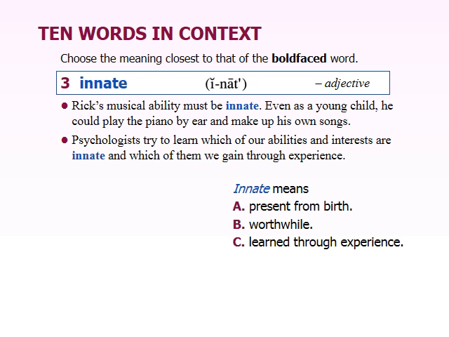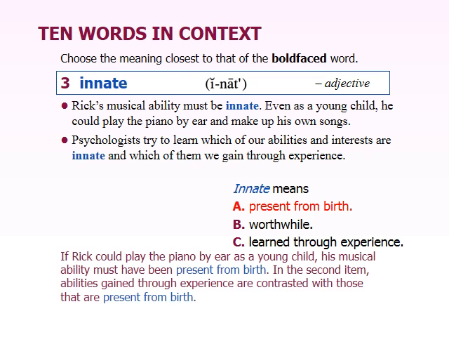All right, so the next one is innate. And this one's actually an adjective, although it should sound like "init" if it was following our rule, but it doesn't. Rick's musical ability must be innate. Even as a young child, he could play the piano by ear and make up his own songs. Psychologists try to learn which of our abilities and interests are innate and which of them we gain through experience. Innate means present at birth. On page 107, it is number 6, possessed at birth, inborn.